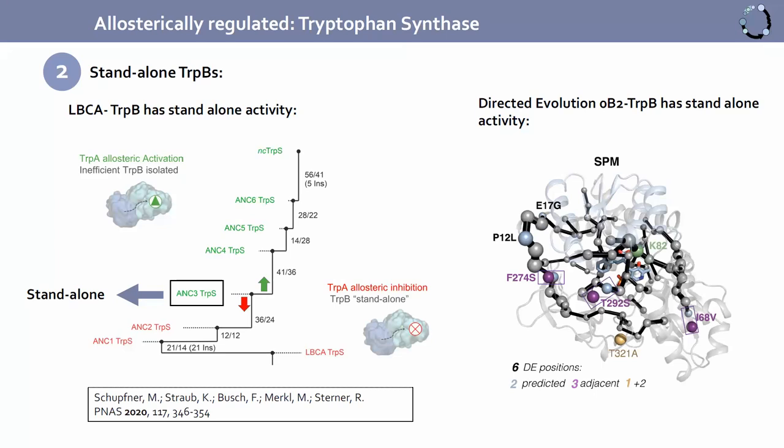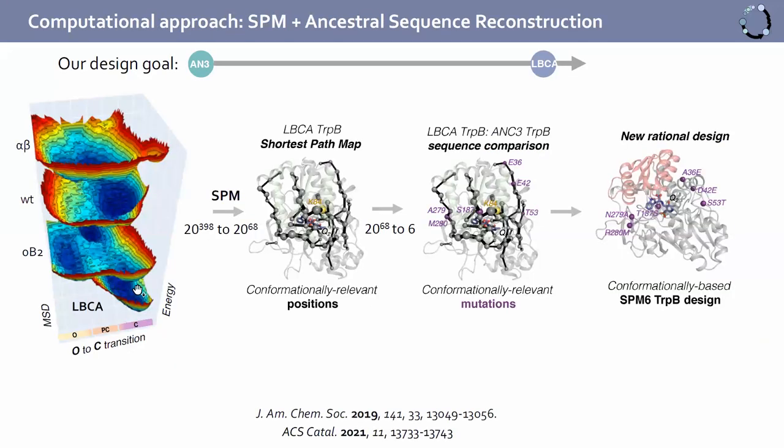And we took as a scaffold this ancestral enzyme. So this is the first ancestral enzyme, the ANC3, that the external lab identified and found that it was the first one that had dependency on alpha. And again, we applied our methodology, we applied the shortest path map, we compared for each one of those positions whether it was conserved or not between LBCA and our scaffold. And if they were not conserved, then we introduced that mutation.